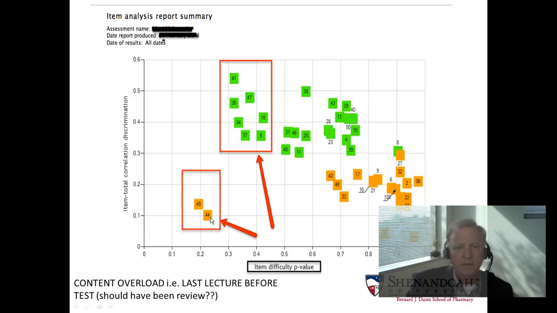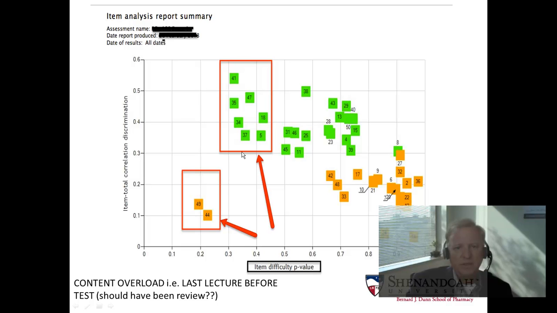Alright, so this box here, not many people got these right, and they were low in discrimination. So I'm going to question the efficacy of these assessment items. 18 to 22% got these correct, yet it didn't really discriminate between high and low people. They're under 0.2. I'm saying whoever got these right guessed on them.